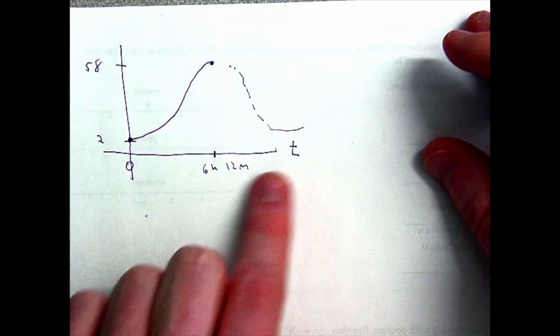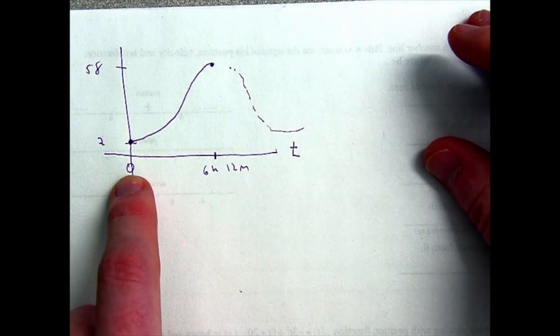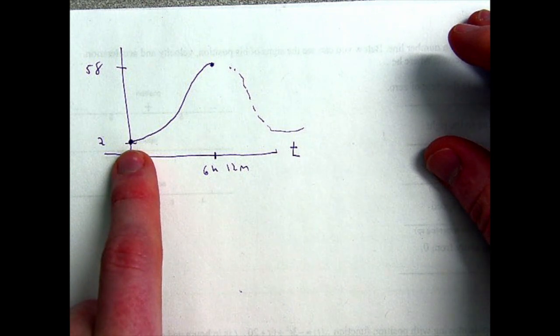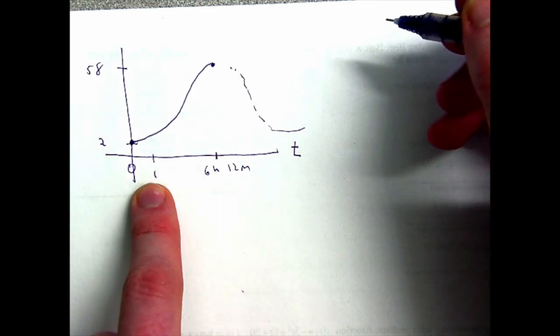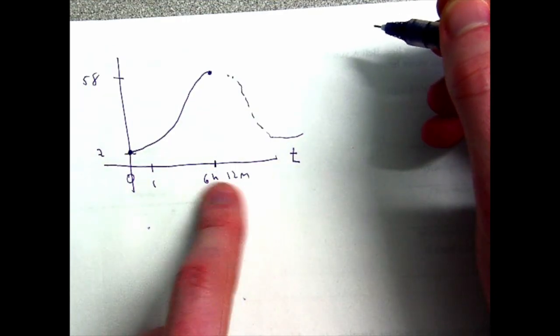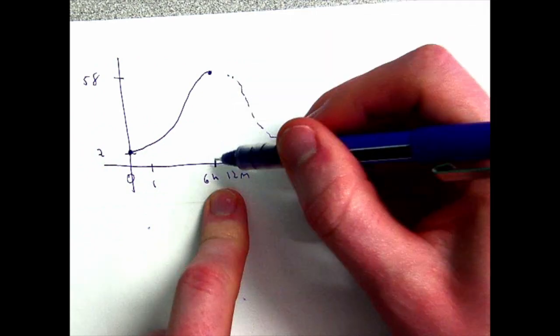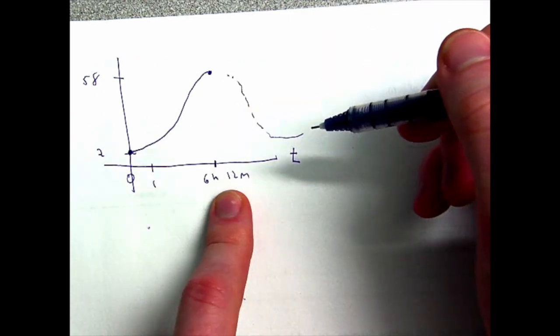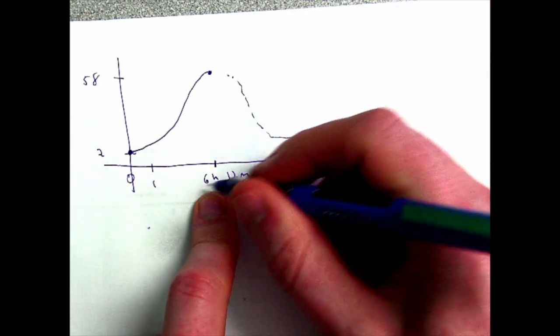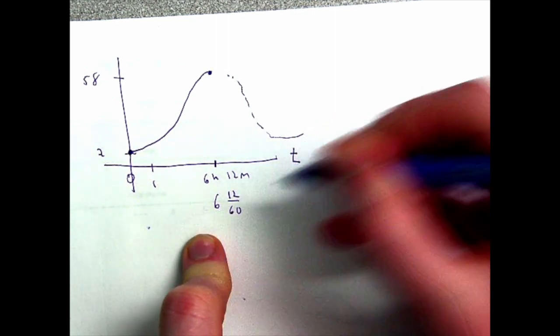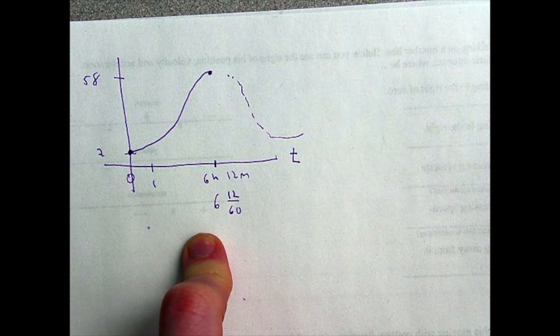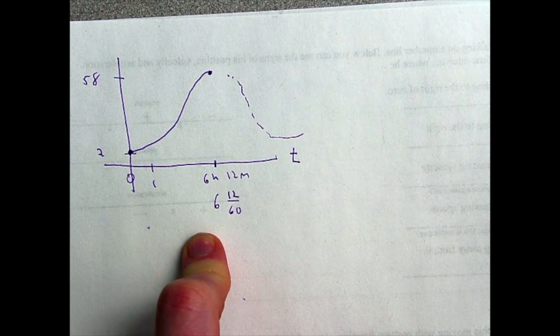Because think about it. When t is equal to 0, we're at low tide, right? When t is equal to 1, we're 1 hour after low tide. When t is equal to 6 hours and 12 minutes, we're 6 hours and 12 minutes after low tide, right? I guess this, if you converted it, would be 6 and 12/60ths, whatever that number is. But the point is that having drawn the graph this way, I've made an arbitrary choice. The t represents the number of hours past low tide.